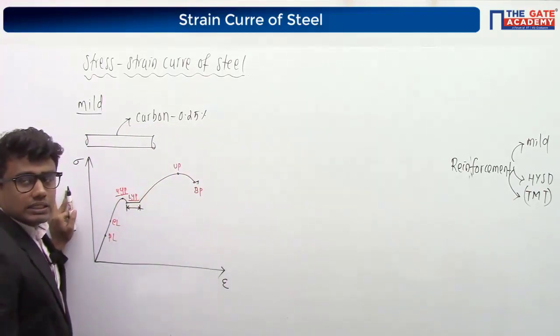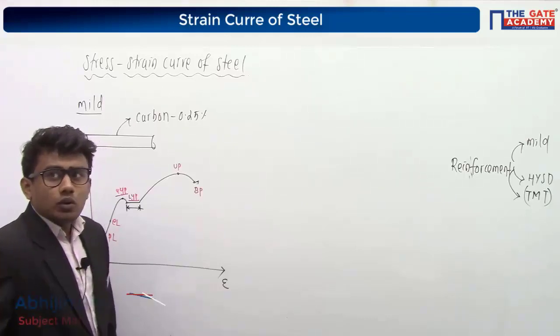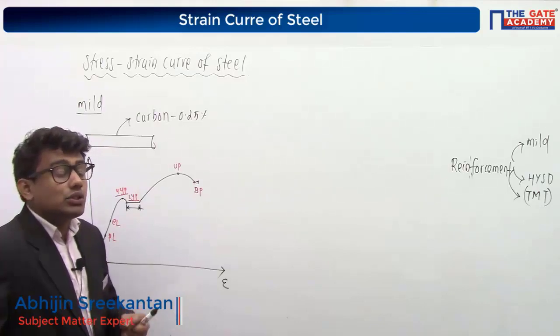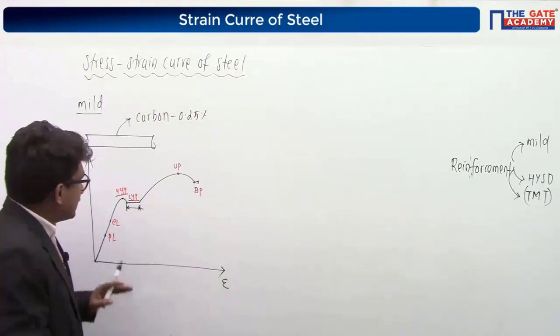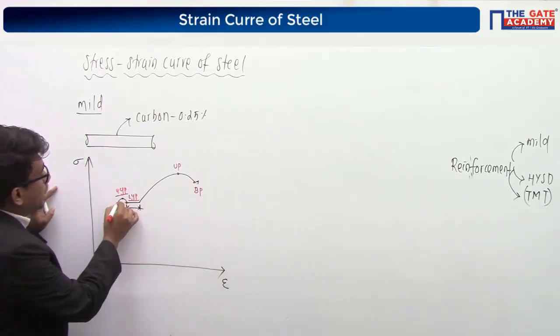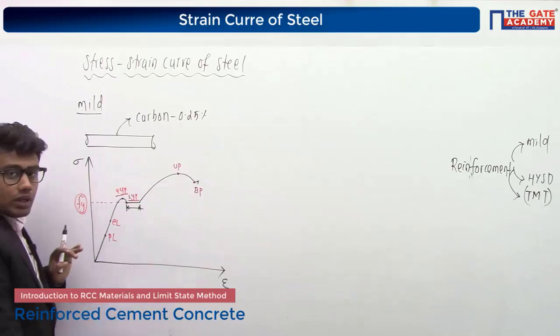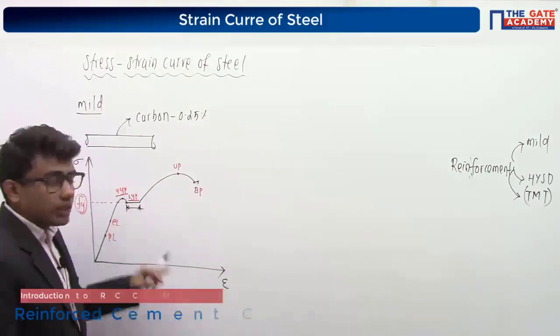Here, which one will I consider for the design? Will we consider the upper yield point or the lower yield point? Exactly, we have to choose the lower yield point for the design. We have to consider the lower yield point, which will give you the fy, or yield strength of the steel bar, right?